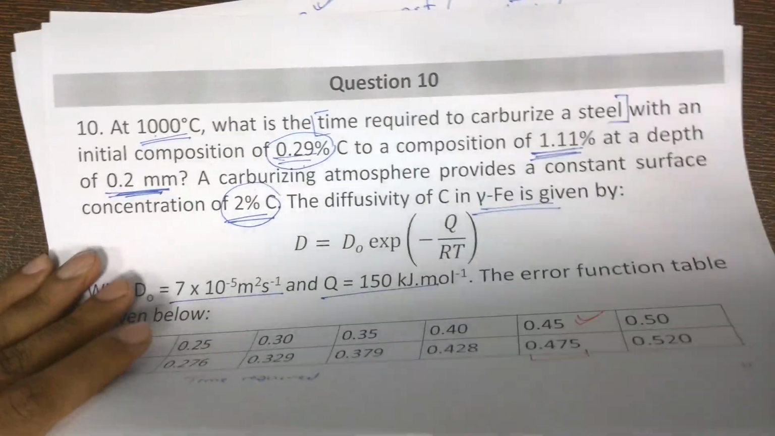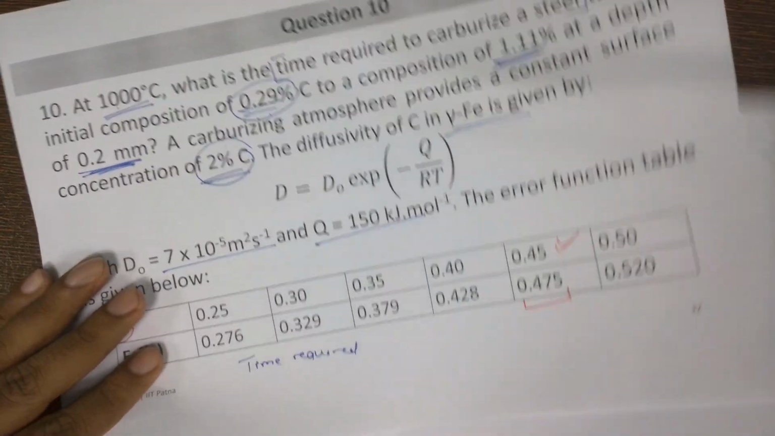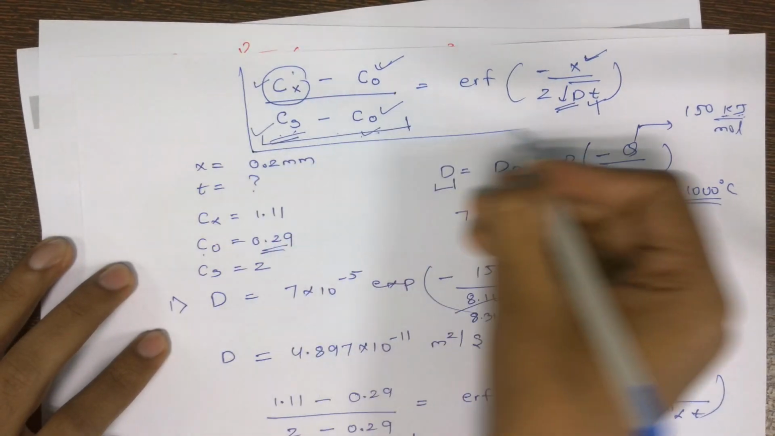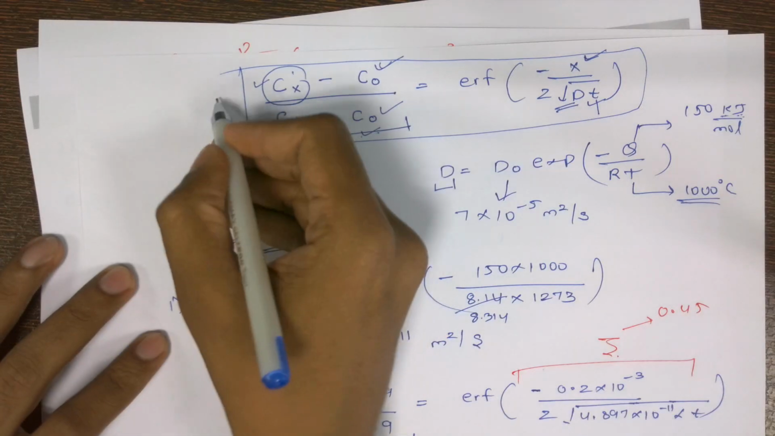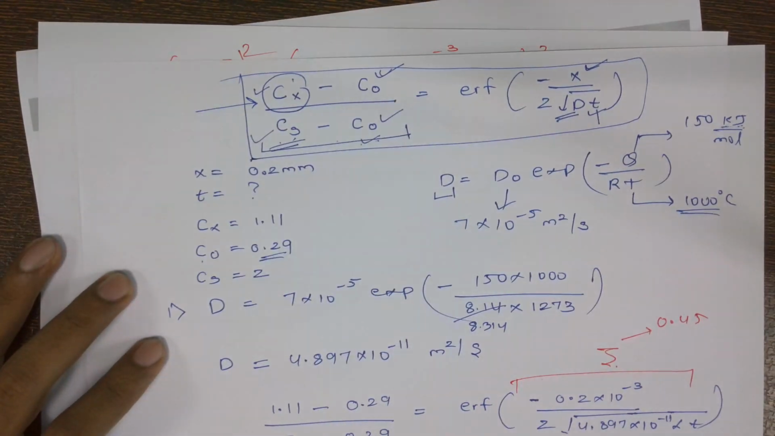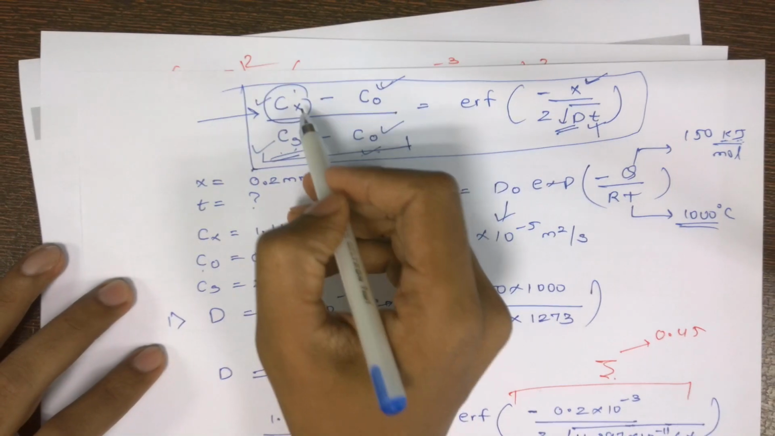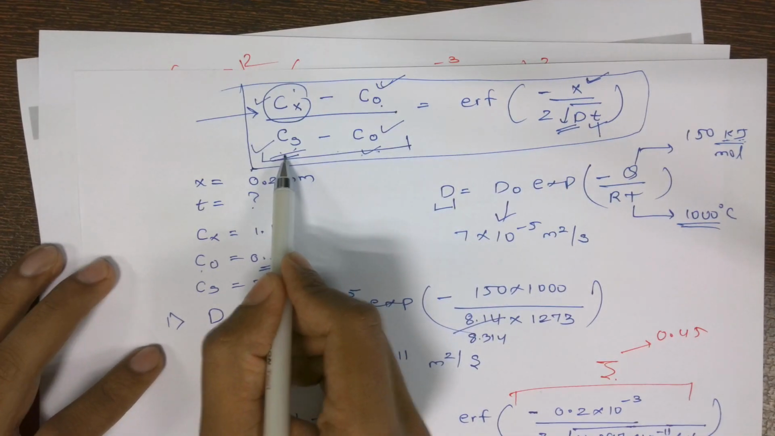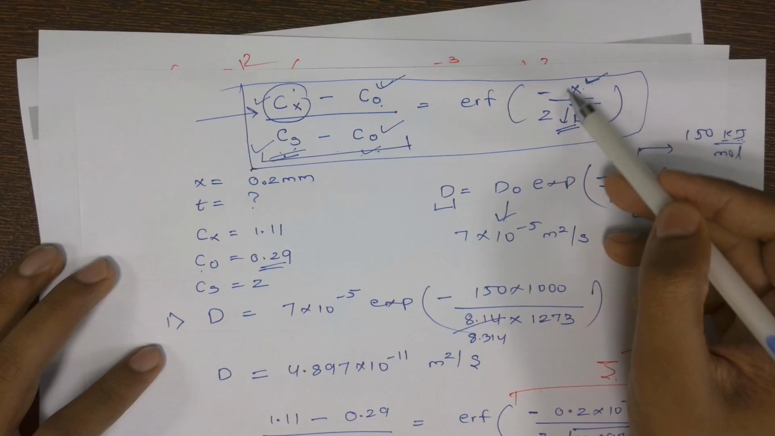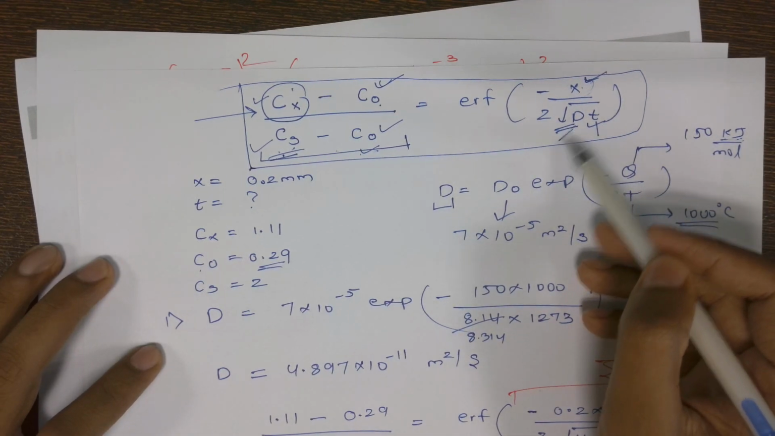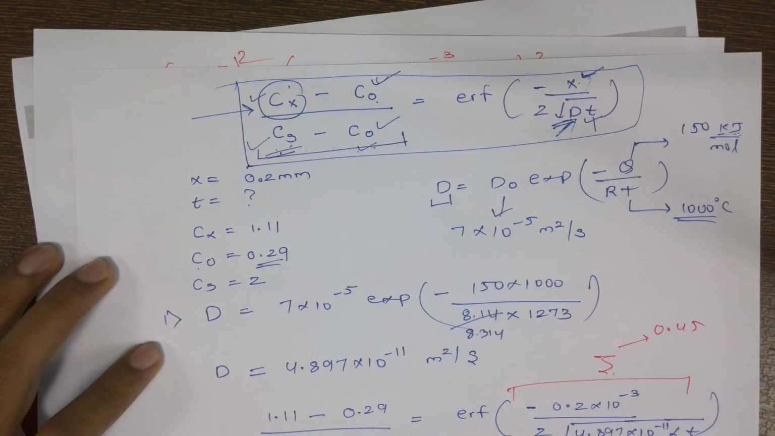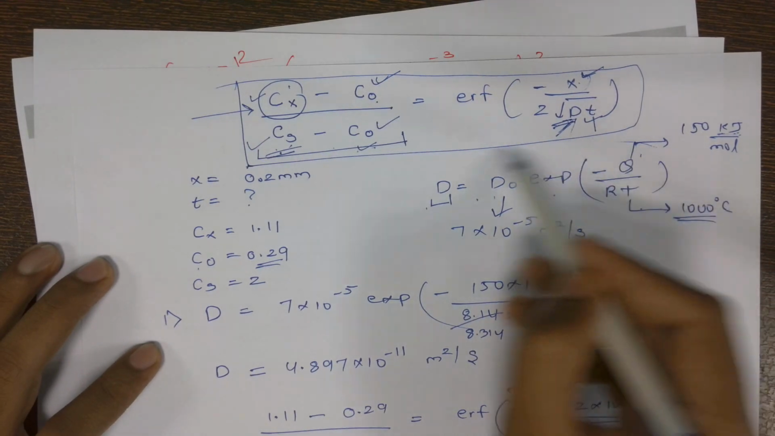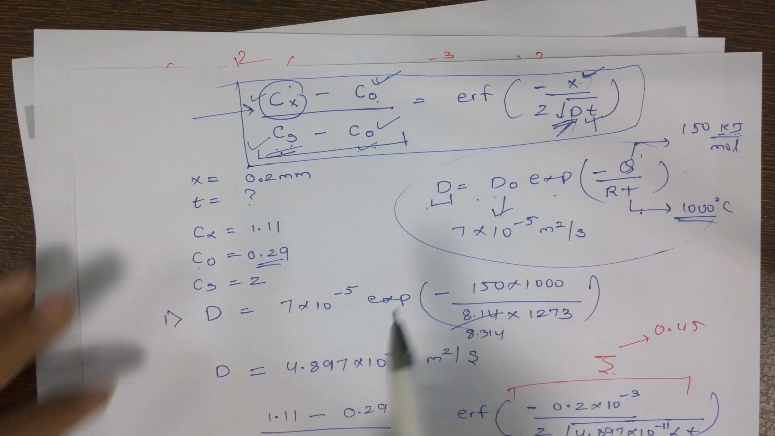The question is a little lengthy, I agree with that, but it's easy also. Our entire theme is based upon this. We need to carefully find what is given to us, what is the concentration at a particular depth, what is the initial concentration, what is the concentration at the surface, and then we need to find the depth, which was already given to us. I found that I need this D also. So D we need to find by D naught exponential minus Q upon RT. All the values were given to us, Q, T, and D naught.